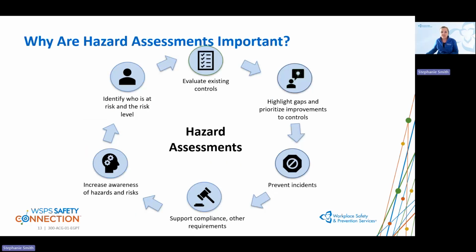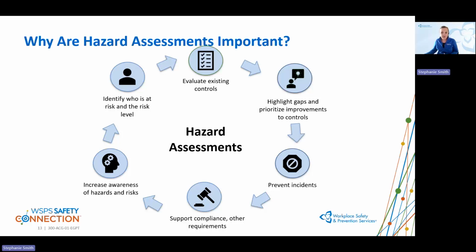So when we look at hazard assessments, why are they important? Why do health and safety professionals advocate for hazard assessments? So the first thing is they help increase awareness of hazards on the floor or in your workplace. What hazard assessments are doing is identifying those hazards in your workplace so that it can be used for training purposes for new workers and for supervisors to understand what is on the floor and what could cause harm.